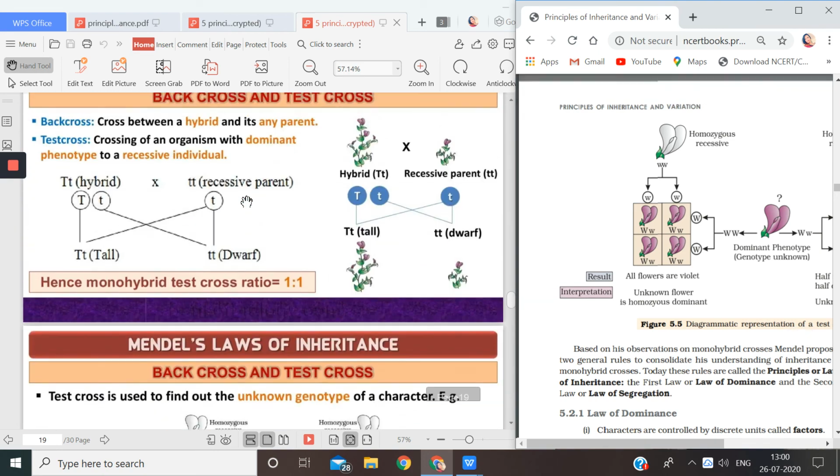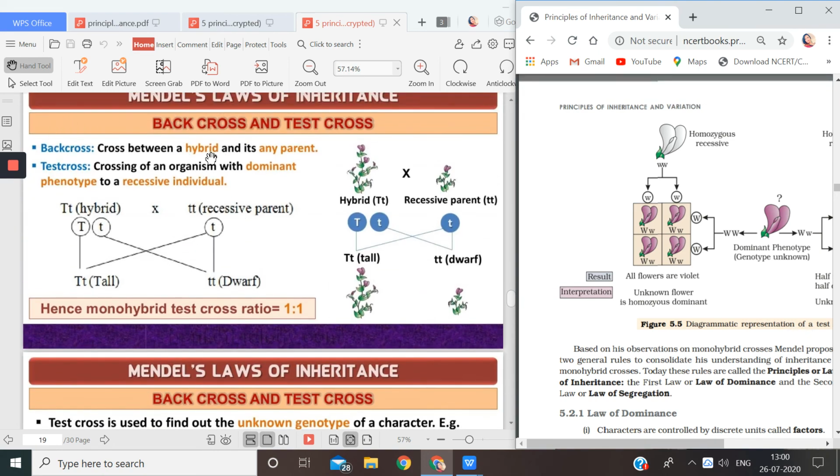One more thing in addition is back cross. It is a cross between a hybrid and any of its parents. Now here there is a difference. Test cross means a cross between a dominant phenotype and a recessive individual. One parent is dominant, the other one is recessive. But a back cross is between a hybrid and any parent, whether the parent is dominant or recessive. So that is a back cross.